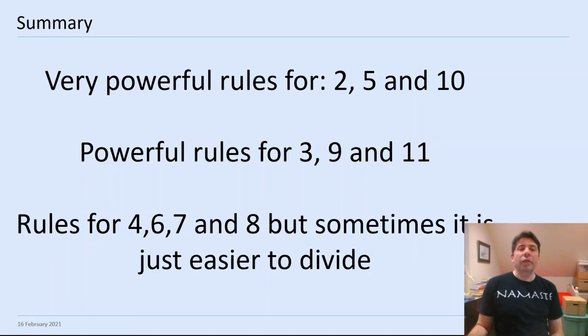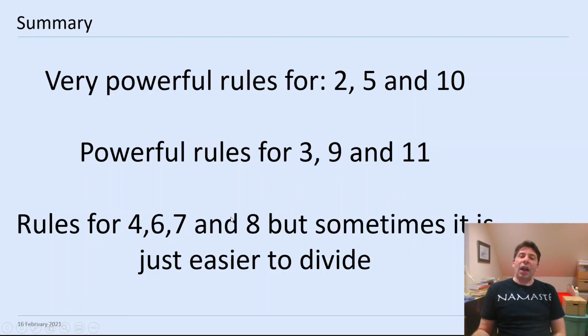So I would say overall, we have very powerful rules for 2, 5 and 10. And we can look at a number and at a glance we can know if 2, 5 or 10 go in basically by looking at the last digit. We've got really good rules for 3, 9 and 11. So we have to either add the digits for 3 or 9, or add the digits and then take them away from each other for 11. Add the even digits and then take them away from the odd digits for 11.